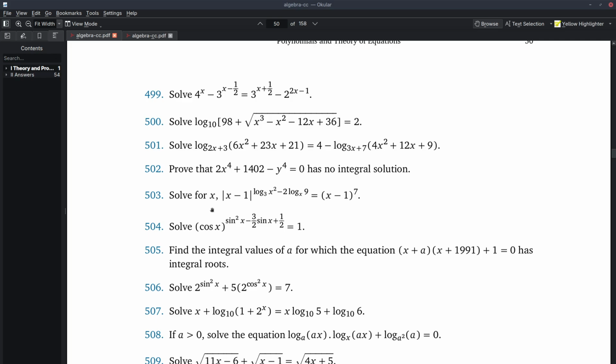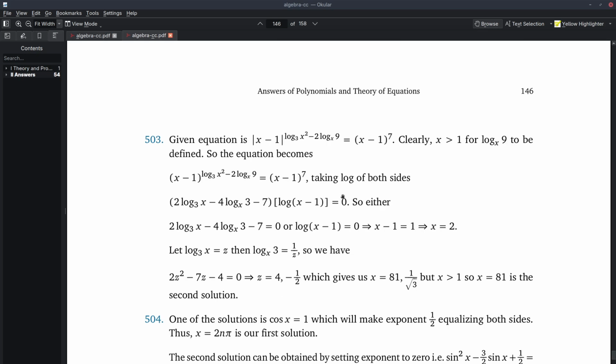Question 503 says that we need to solve for x, where mod x minus 1 to the power log x square with base 3 minus 2 into log of 9 with base x is equal to x minus 1 to the power 7. So the given equation is this. Clearly x is greater than 1 for log x with base 9 to be defined. So now the equation becomes x minus 1 to the power log x square with base 3 minus 2 log 9 with base x is equal to x minus 1 to the power 7.